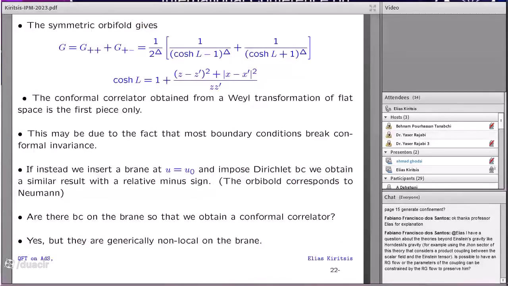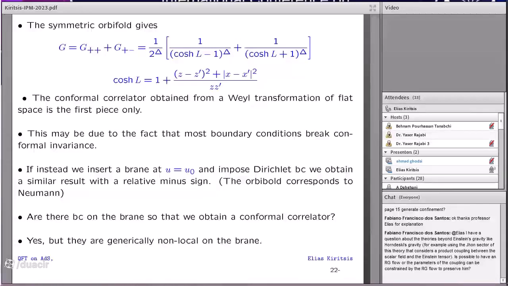And if you compute, for example, the symmetric orbifold on AdS for the CFTs, in fact, the 2-point function G now is G++ and G+-, which is given by this combination where cos L is the usual distance in 1 plus the usual distance in AdS space. And in fact, this is not conformal. If this was only this, it would be conformal. Now, the interpretation of this would be that the boundary conditions which are involved, because you have a single theory on AdS, somehow break conformal invariance.